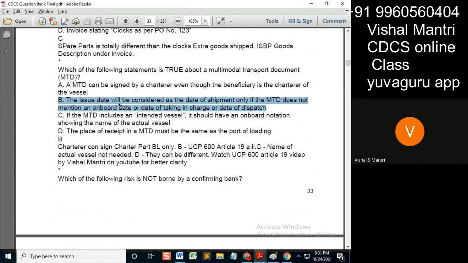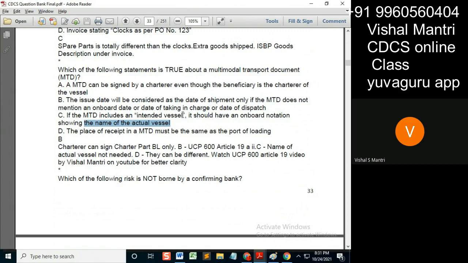Date will be considered, that's okay. If the MTD includes intended vessel, it should have an onboard notation showing the name of the actual vessel. Okay. What does it say about intended vessel?